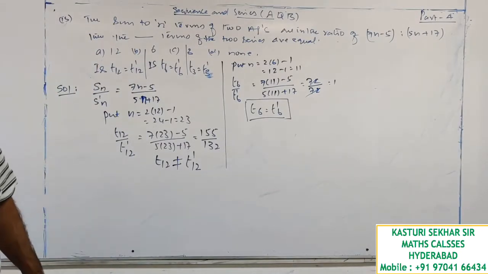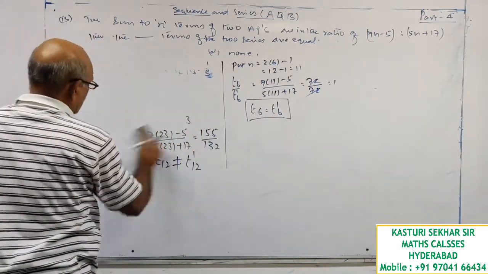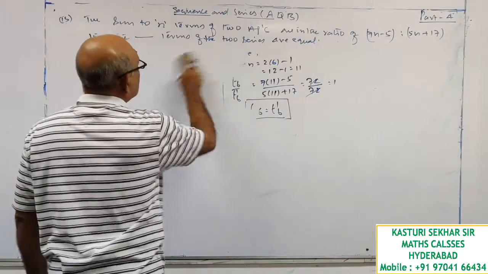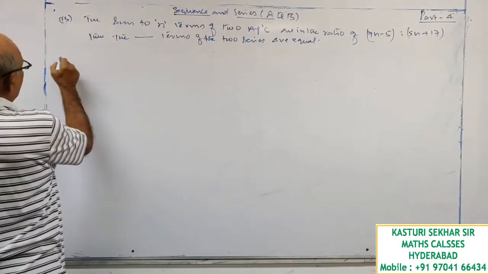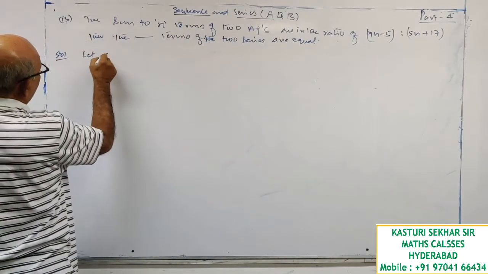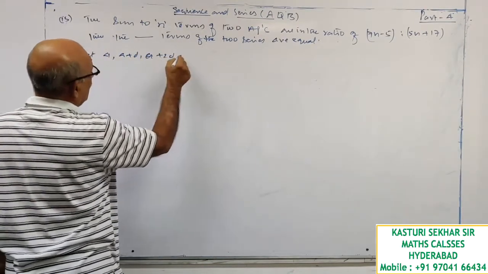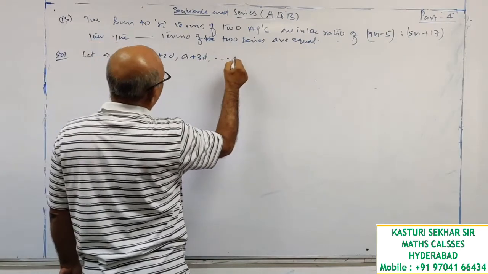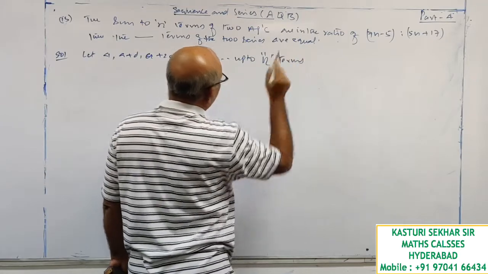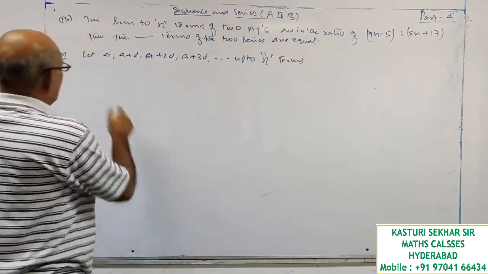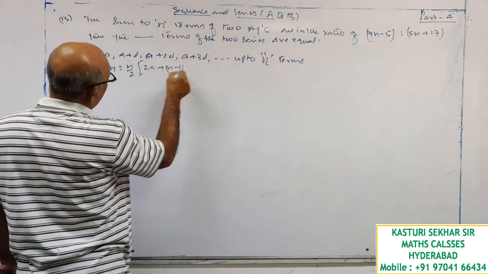So let us proceed. Descriptive approach. Solution. A, A plus D, A plus 2D, A plus 3D, etc., up to n terms. So Sn is equal to n by 2 into 2a plus n minus 1 into d.